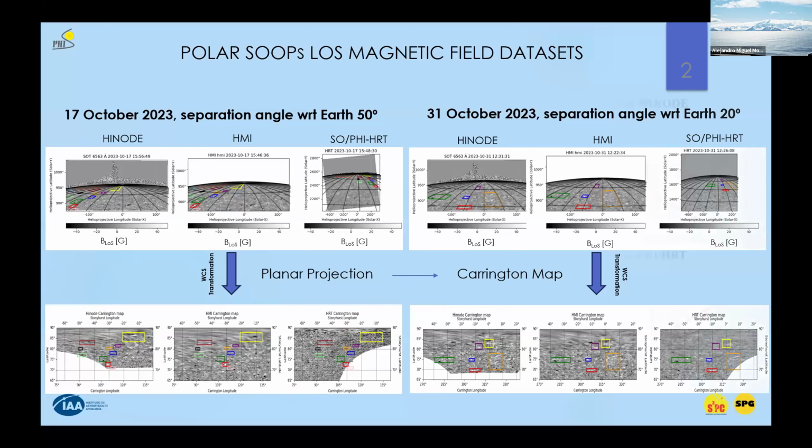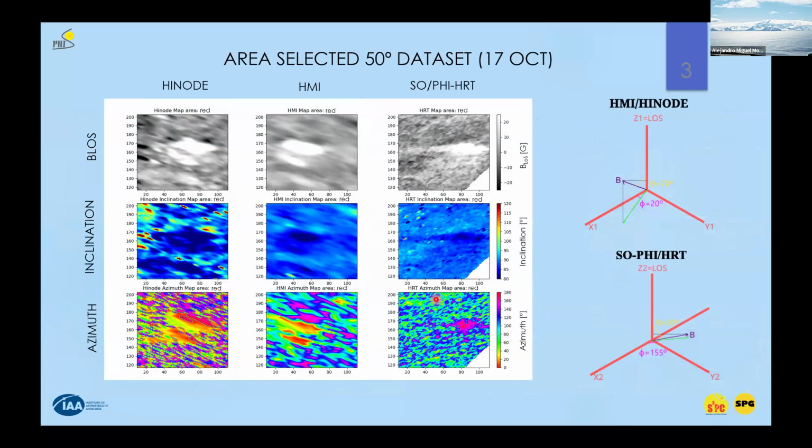Okay, and just to finish, I want to show you one example of these areas that I selected from the 50 degrees data set. As you can see, this projection effect is really changing the data a bit, so it is a bit difficult for us. But this kind of stereoscopic data is interesting because we are trying to reconstruct the magnetic field structure, the three-dimensional magnetic field structure.